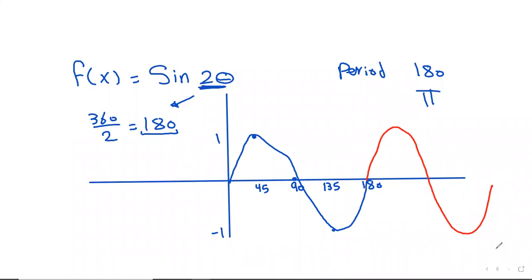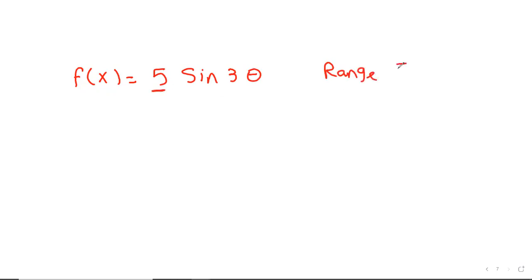Okay. Let's say now we have a function like f of x equals 5 sine 3 theta. What is the range of this function? The range is going to be what? The range is going to be -5 and 5. That is the range. Why is that?